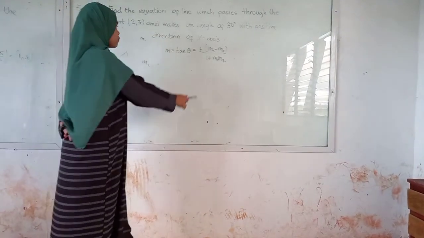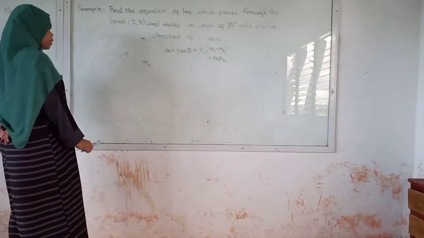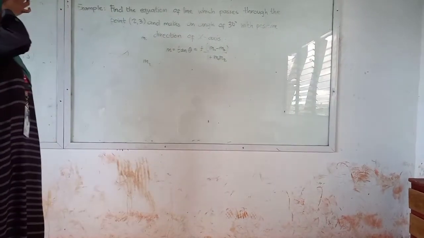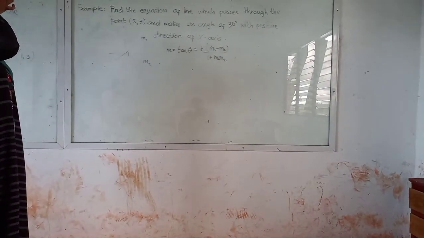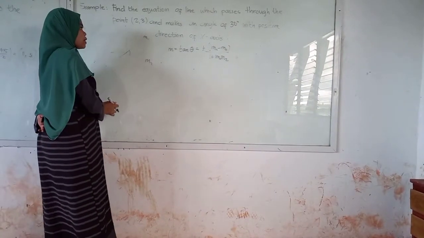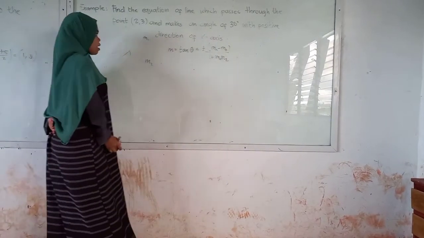So, if you have the slope for the two lines, you can find the angle formed between them. Which is, ito yung gagamitin natin na formula. So, find the equation of the line which passes through the point (2, 3) and makes an angle of 30 degrees with the positive direction of the x-axis.